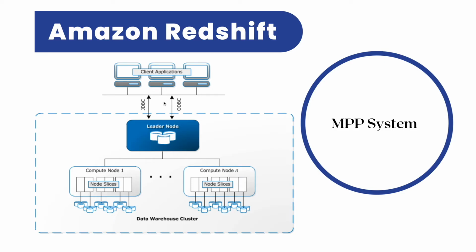When the end user submits a request to the leader node, the leader node will break the task into smaller and similar tasks. These small tasks are passed to compute nodes for processing. These compute nodes have their own memory and storage space to complete the task. The compute nodes are divided into slices, which are like mini computers that actually process the data. The compute node has at least one slice depending on the node type in the Redshift cluster. Once the task is complete, the compute nodes send the processed data back to the leader node. The leader node will collate it and send the output to the end users.